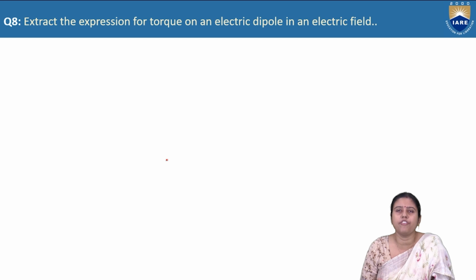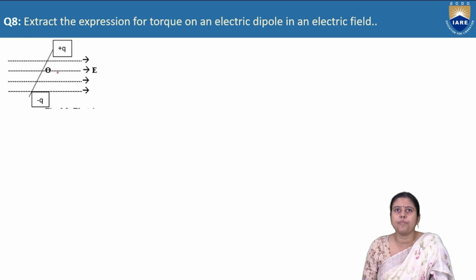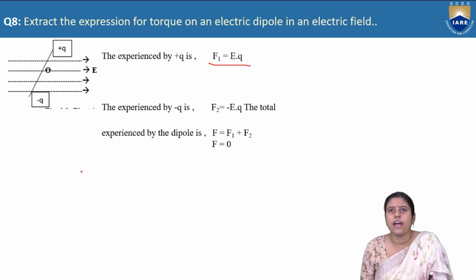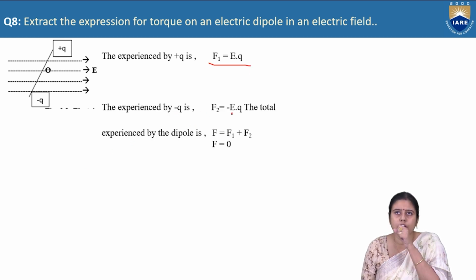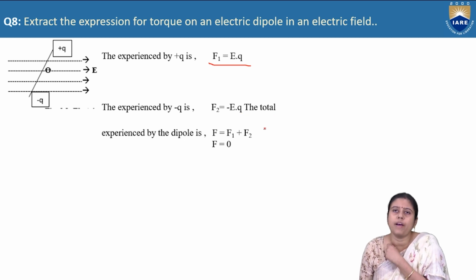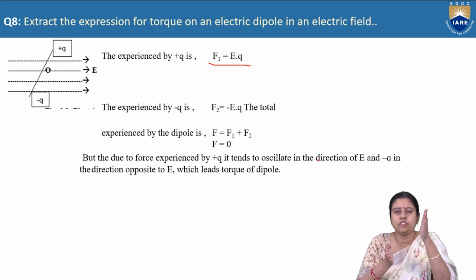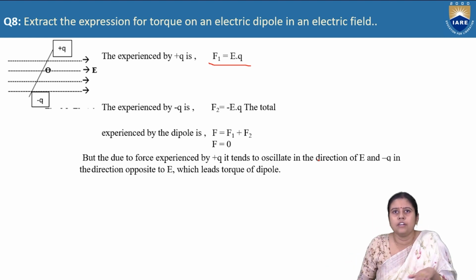Extract the expression for torque on an electric dipole in an electric field. So you can see this is a plus q and minus q which make an angle theta. The force experienced by plus q is F1 is equal to EQ, and the force experienced by minus q is F2 is equal to minus EQ. So the total force is equal to 0. But due to the forces experienced by plus q and minus q, there is a chance to oscillate and come to the zeroth position, which leads to the torque of the dipole.